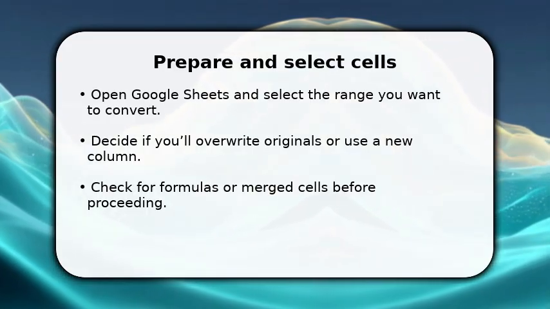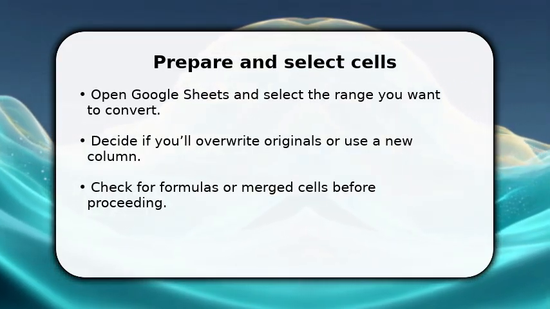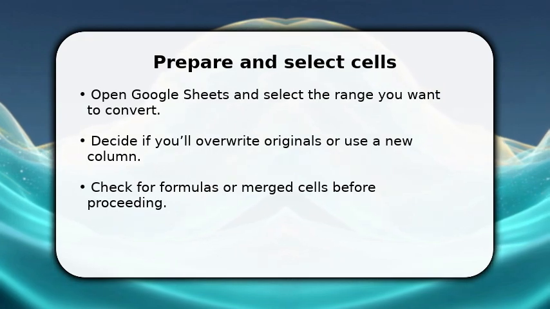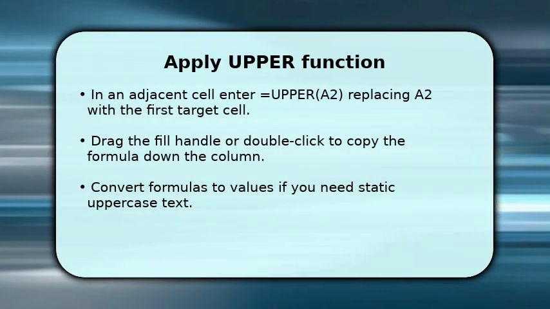You now type =UPPER(A2) in a neighboring cell, replacing A2 with the first cell you selected. That converts text to uppercase because UPPER transforms letters while leaving non-letters unchanged.